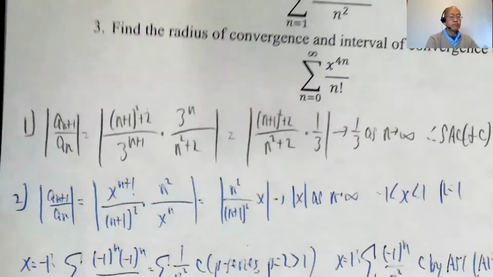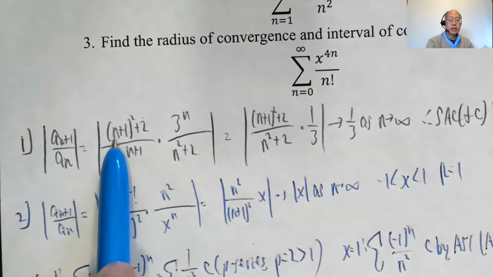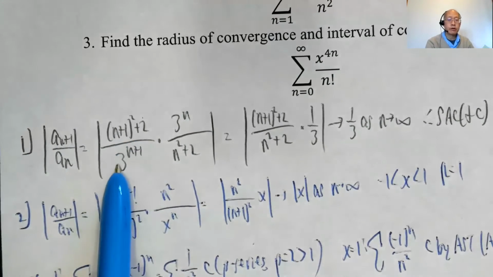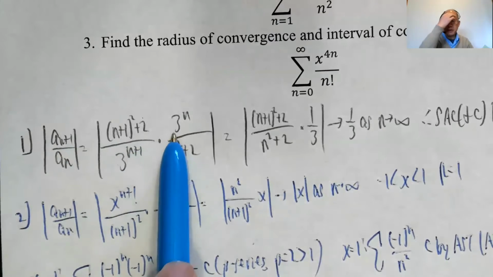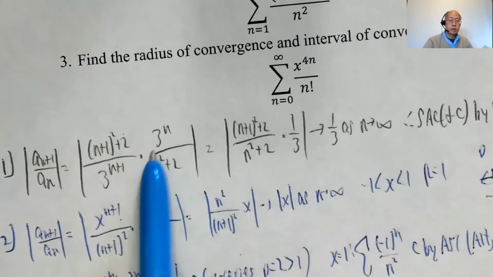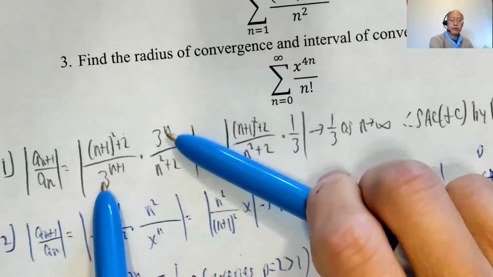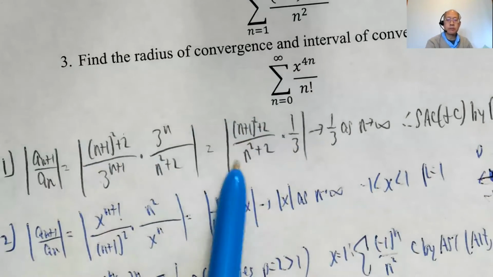Okay, number one. Absolute value of a sub n plus 1 over a sub n is (n plus 1) squared plus 2 over 3 to the n plus 1, divided by the original, which means multiplied by the reciprocal of the original, 3 to the n over n squared plus 2. These two combine to give me 1/3. This one just put together is (n plus 1) squared plus 2 over n squared plus 2.